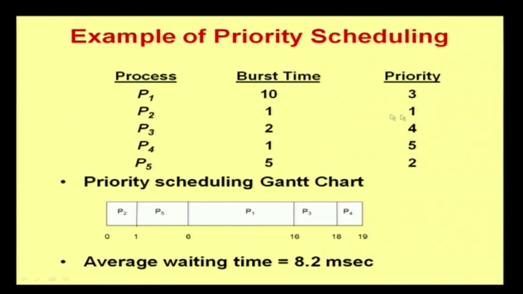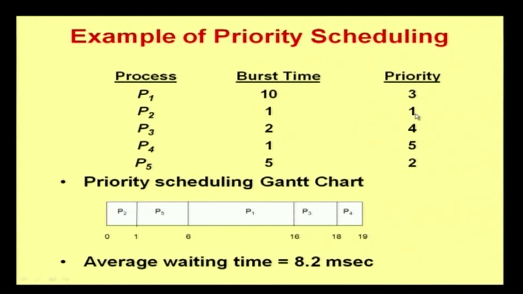Process P2 has been given priority number 1. Process P5 has been given priority number 2. Process P1 has been given priority number 3. Process P3 is given priority number 4. Process P4 is given priority number 5. Out of this, let us create a Gantt chart.